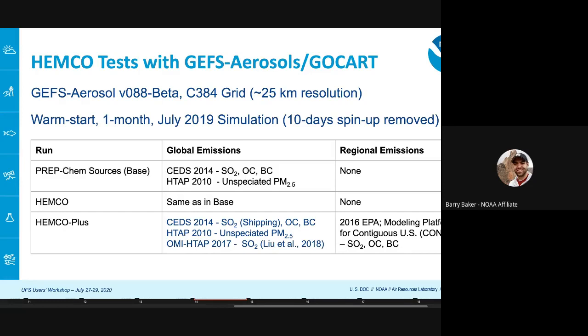And so what I'm going to be showing is the differences between the HEMCO Plus and the HEMCO simulations. HEMCO Plus essentially uses the OMI HTAP 2017 SO2 data, where everything else is the same as the original base simulations. And then we're also using the regional emissions from the 2016 modeling platform just over the United States.